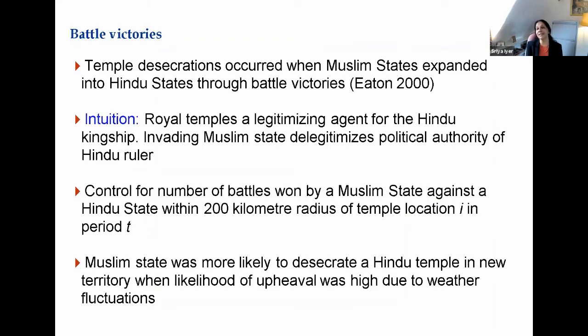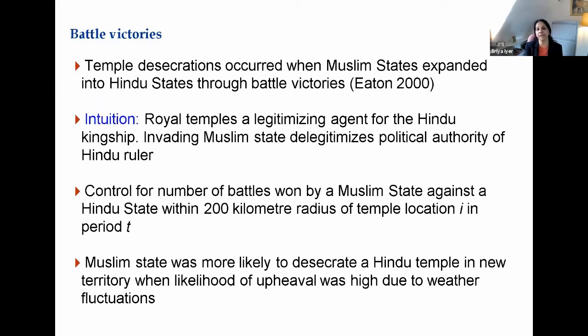Now, it could be that it's not just about having the battle, but who actually wins the battle. And this is the intuition which the historian Richard Eaton has suggested might be something to consider. He suggested in his famous paper that temple desecrations occurred when Muslim states expanded into Hindu states through battle victories. And his intuition was that royal temples are a legitimizing agent for the Hindu kingship. Invading a Muslim state delegitimizes the political authority of the Hindu ruler. And so we thought it was important to test this Eaton hypothesis in our data set.